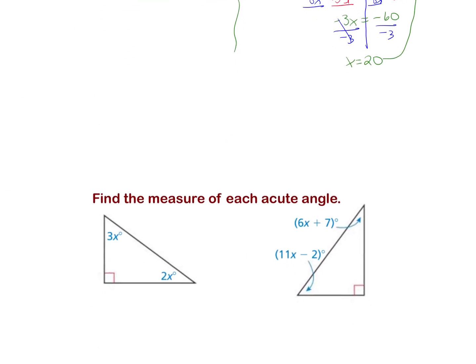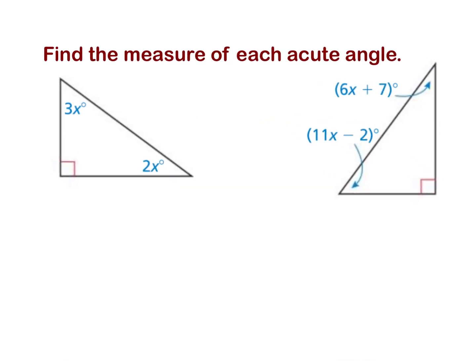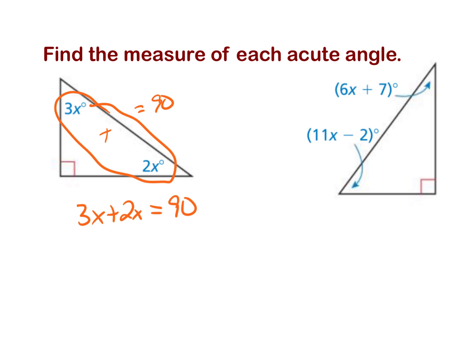Okay. Now this one, we need to find the measure of each acute angle. So remember, whenever you have a right triangle, these two acute angles add up to equal 90. So I'm going to say 3x plus 2x equals 90 degrees. Combine them. 3x and 2x is 5x equals 90. Divide by 5. x is equal to 18.